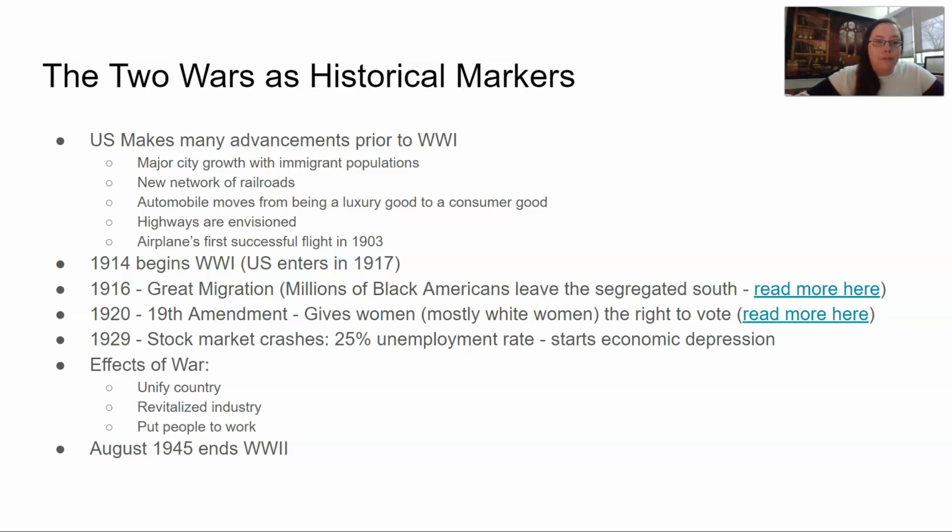There's a new network of railroads. The automobile is becoming a consumer good, which means it's not just for rich people anymore. More middle-class people are able to purchase a car and learn how to drive it, and so it's really becoming something that everybody has. We're starting to envision highways. Highways are going to become a symbol of the United States.